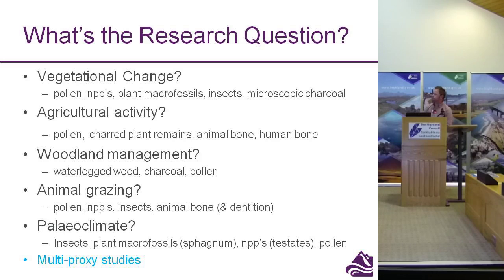But the important thing to take away from all these different techniques is what is the research question? So if you're looking at things like vegetational change and long-term records for that and what people are doing in the landscape, then you've got a load of techniques you can use. Pollen, non-pollen palynomorphs, plant macrofossils, insects, microscopic charcoal. Agricultural activity, again, pollen, plant remains, animal bone, human bone. Woodland management, waterlogged wood, charcoal, pollen. Animal grazing, pollen, NPPs, insects, animal bone, palaeoclimate, loads of different things.